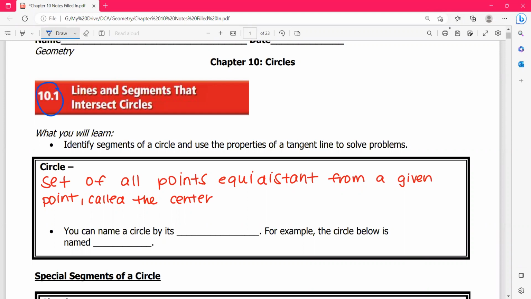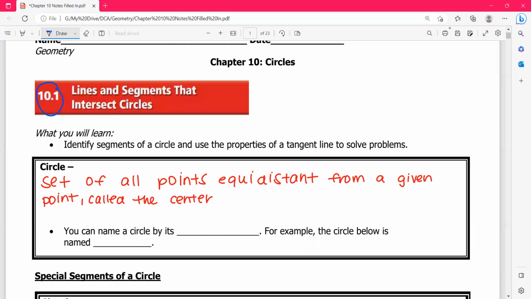So there's going to be some words that are super familiar to you guys, and then some words that are completely new. And we are just talking about in this video lines and segments that intersect circles. So we are going to see how lines and segments interact with circles and the different lengths and measurements that appear. So let's get started.